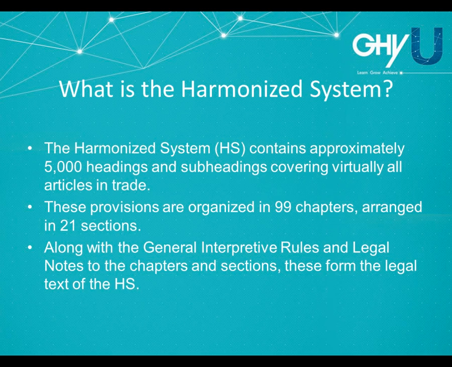So what is the harmonized system? Well, it's a system of approximately 5,000 headings and subheadings covering virtually all articles in trade. If you were looking at it in paper, I'm looking at it on my desk right now, it's about 2 feet thick when you add the explanatory notes and other information to it as well. Thankfully, it is now online and much easier to scroll down and find what you're looking for rather than flipping through 2 feet of paper.